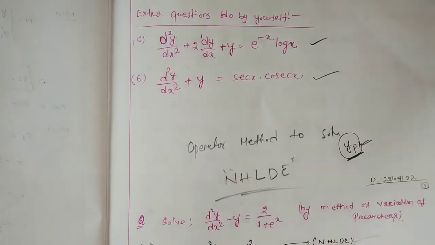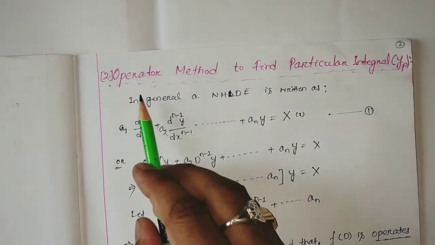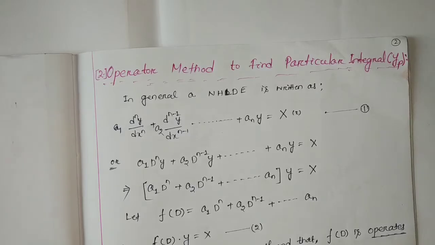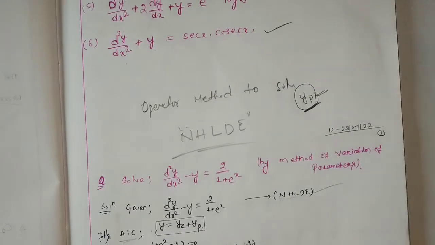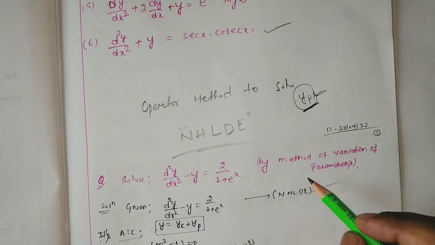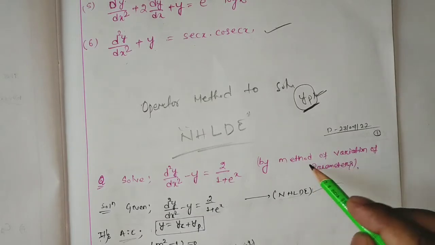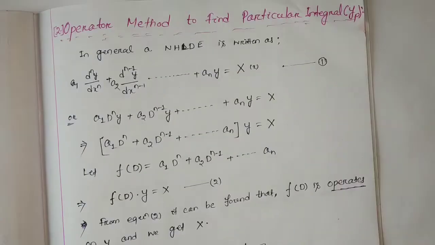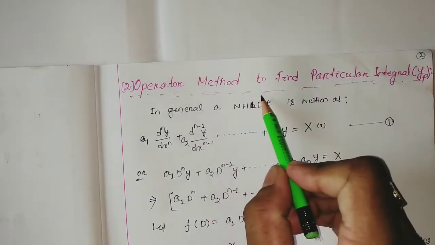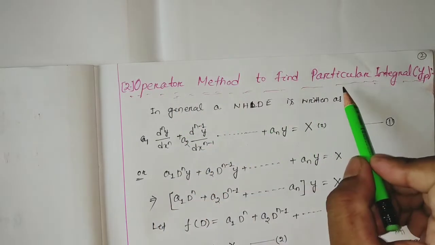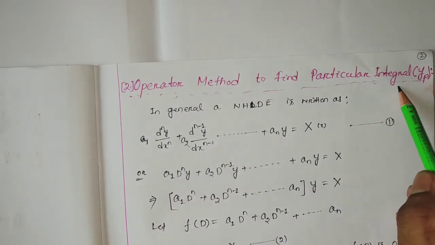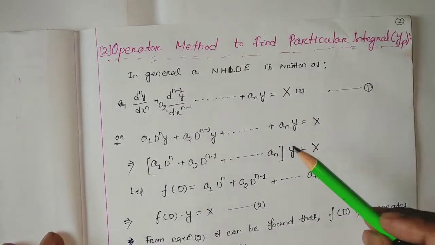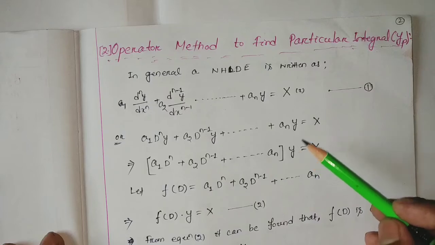In today's class, we are going to discuss the operator method to find the particular integral, that is your yp. How to find the particular integral by using the method of variation of parameters, we have already discussed, and by using the operator method, how to find the particular integral, that we are going to discuss in this class, and also some numericals regarding this.